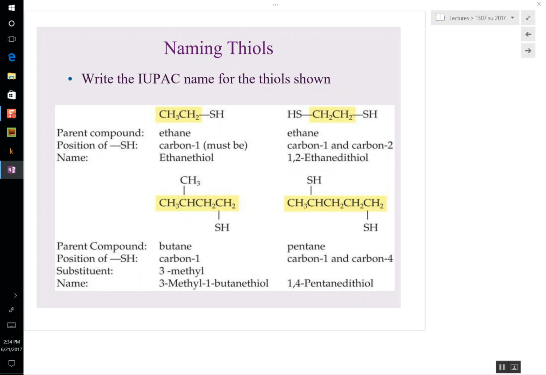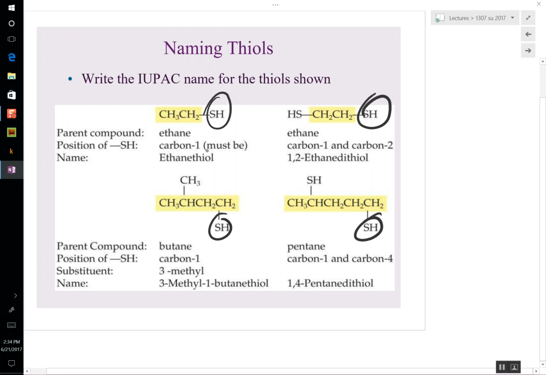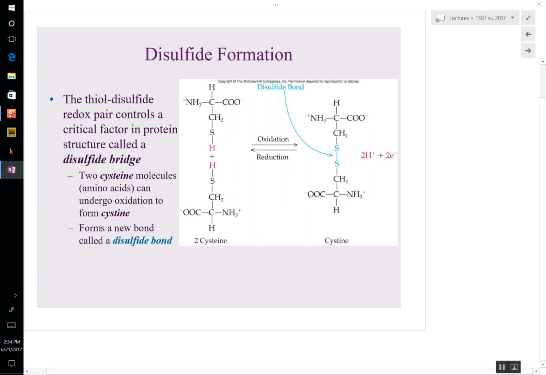What do we got here? 3-methyl-1-butane thiol. But I'm not going to give you too many things like that. I just want you to know what a thiol is. Here's the thing. We'll get to this in chapter 18. Cysteine, this is an amino acid. It's got a thiol functional group on it.